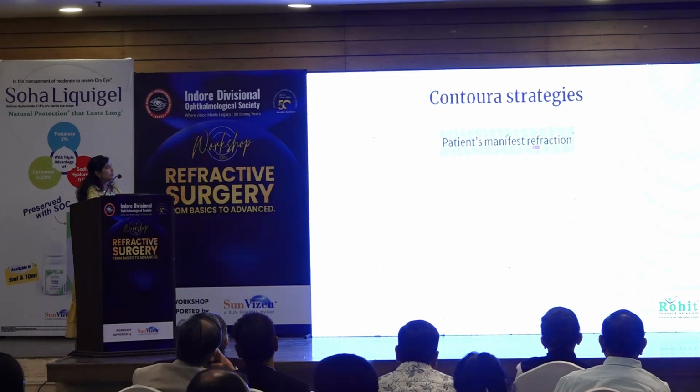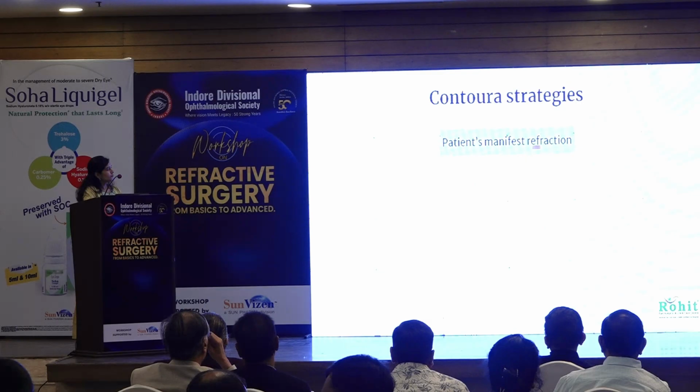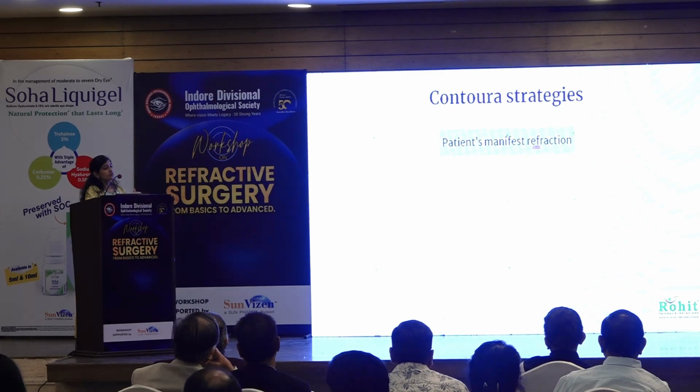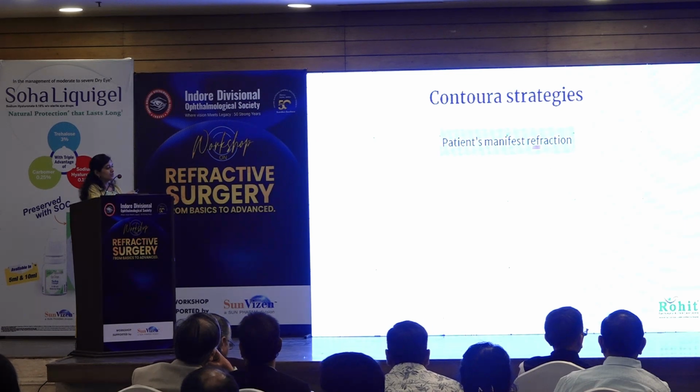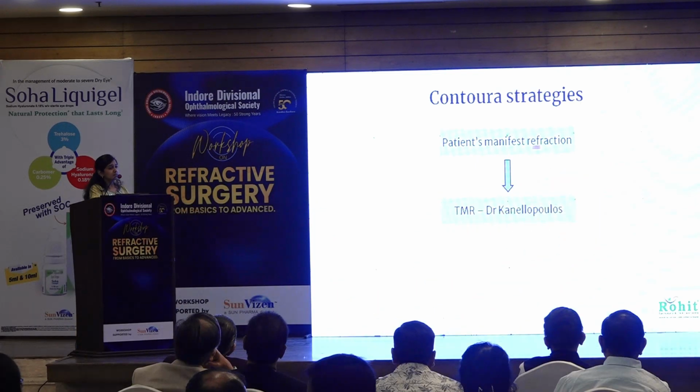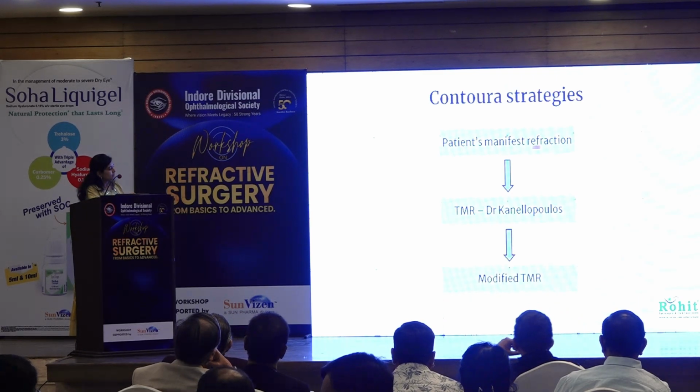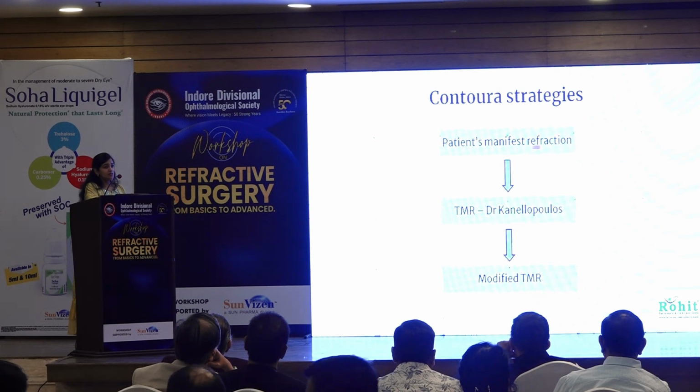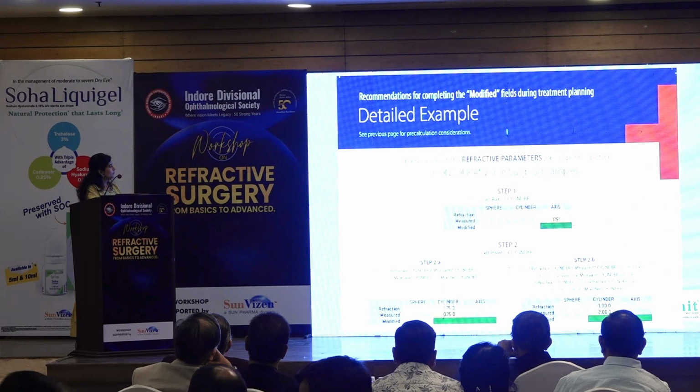To solve this, there are multiple strategies, starting from the patient's manifest refraction, which was initially followed, but the results were not that optimal, and because of the suboptimal results came the concept of topography modified refraction developed by Dr. Kanellopoulos. But again, some of the papers stated that it overcorrected cylinder, resulted in flipping of the axis, or sometimes residual cylinder. So then came the concept of modified TMR, which is somewhere between the manifest and the measured power.